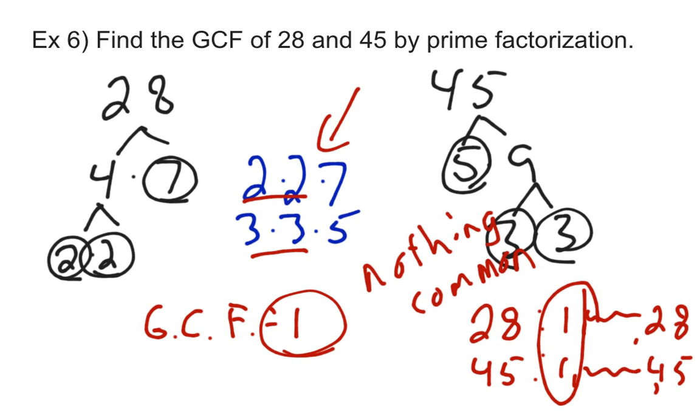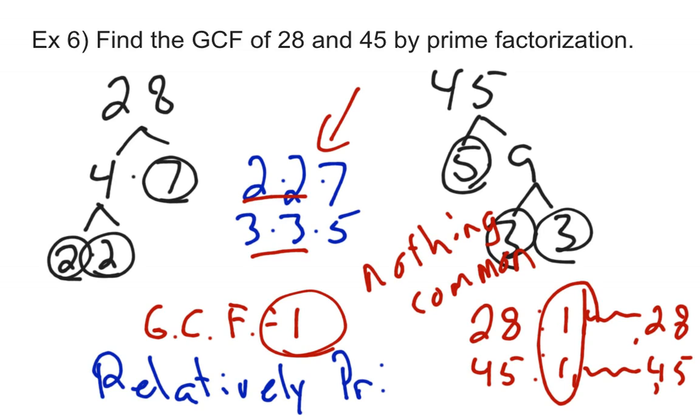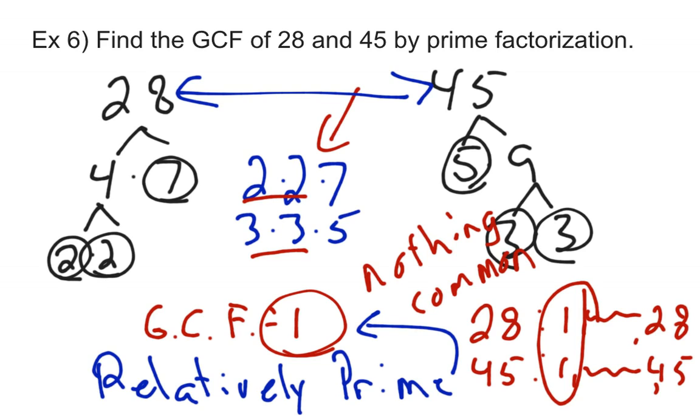It's 1. If that's the case, if the answer is 1, I'm going to throw one more term at you. This is what we call relatively prime. Something is relatively prime if and only if the greatest common factor is 1. So 28 and 45 are numbers that we call relatively prime to each other. Okay, that's the lesson for today.